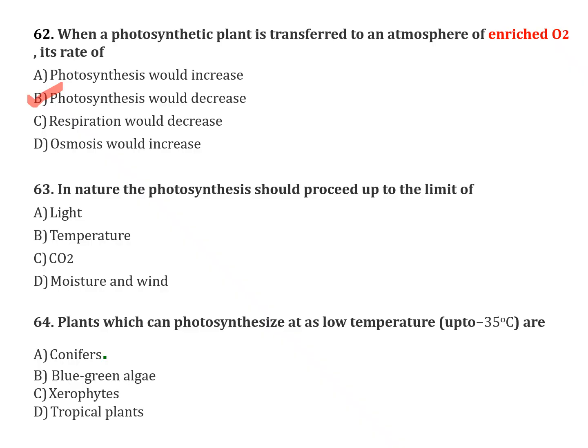In nature, photosynthesis should proceed up to the limit of option A, light. Option B, temperature. Option C, carbon dioxide. Option D, moisture and wind. Correct answer is option B, temperature. The next question number 64.